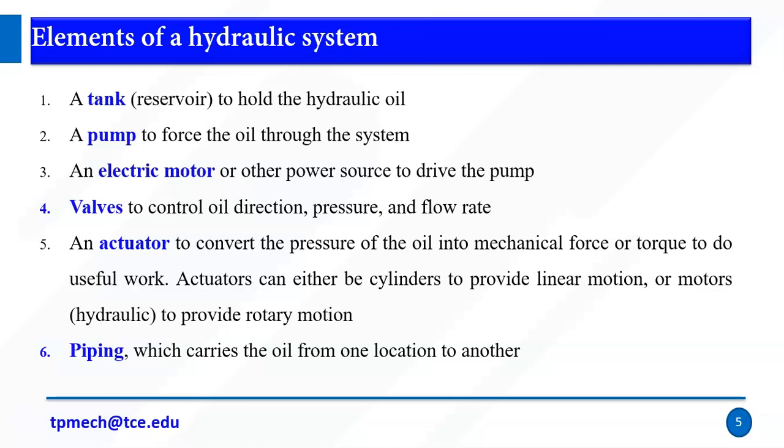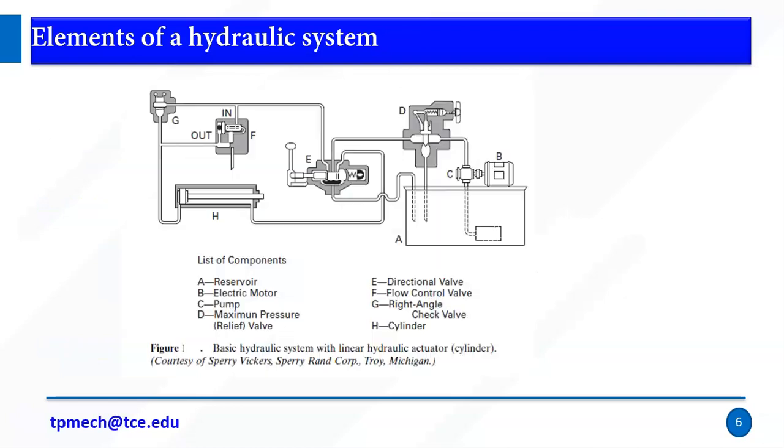For fluid movement we need to control pressure, flow or direction. For that we use valves. And the actuator is the output device, right? It may be a linear actuator or a rotary actuator. Linear actuator means cylinder, rotary actuator means motor, all right? And we use piping to connect various hydraulic elements, right?